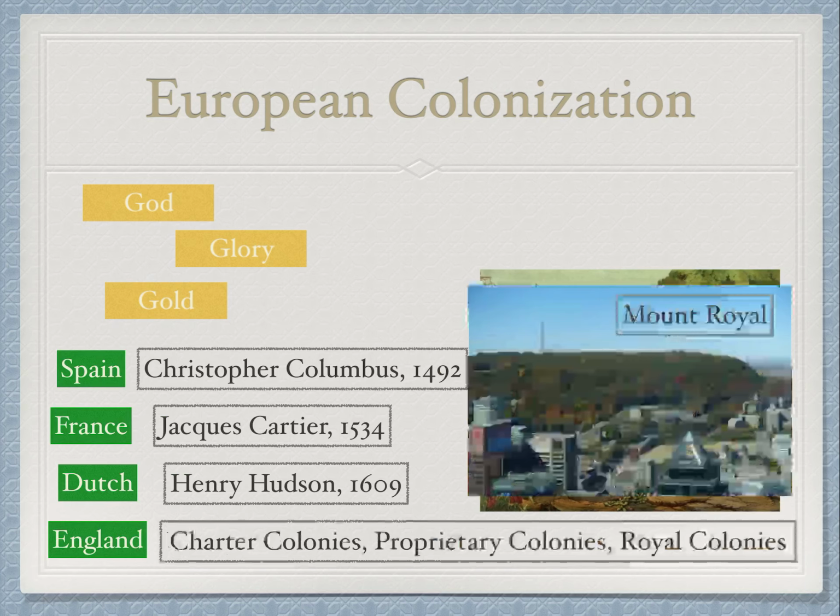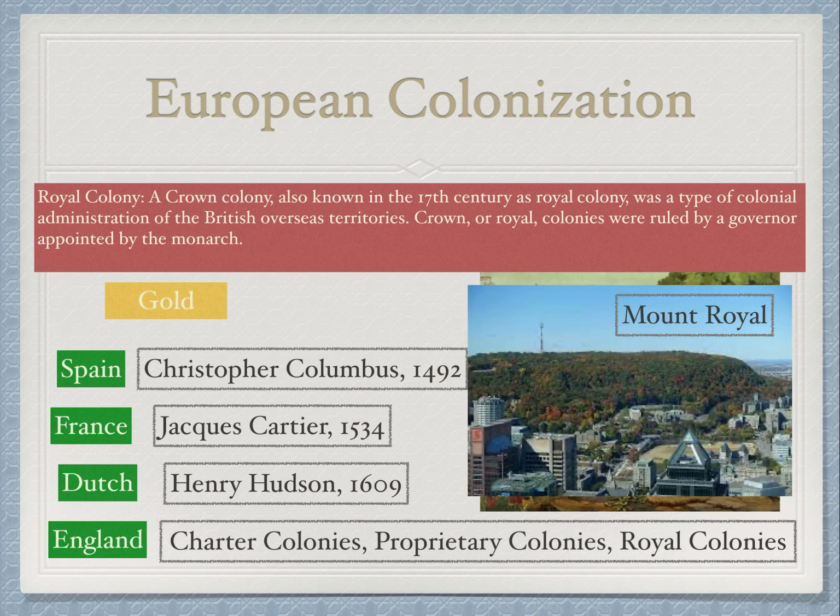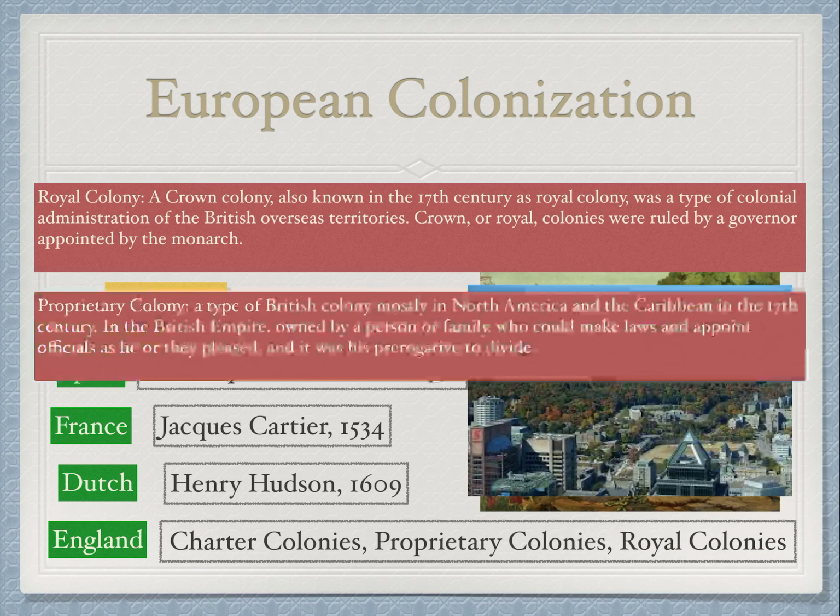This is Mount Royal. This is Cartier's big discovery. This is in Montreal. There's a big statue to him. So, a royal colony. A royal colony is also known as a crown colony. It's a type of colonial administration of British overseas territory that is ruled by a governor appointed by the monarch. So these are colonies that are going to be governed by the king, essentially, or by somebody appointed by him. They have a governor appointed from England.